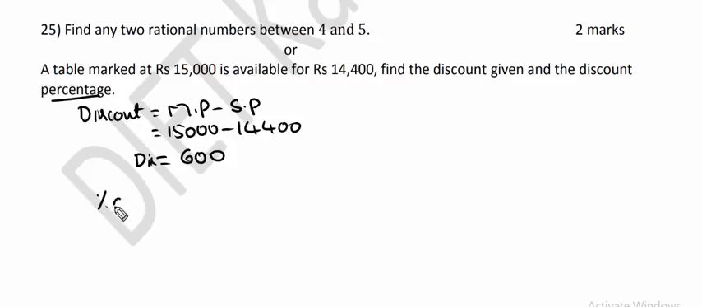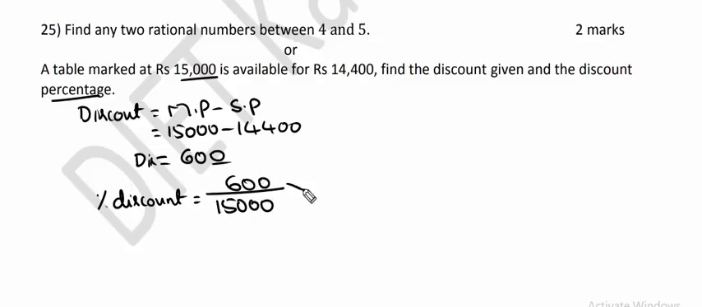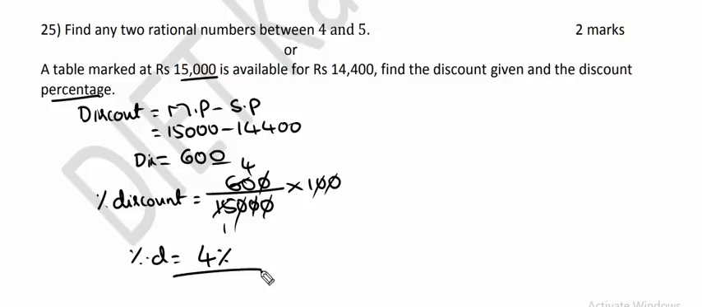That means percentage discount is equal to, for 15,000 they have given 600 as the discount. For 15,000 they gave 600 discount, for 100 as percentage. Now we have to cancel, 10 cancel. Here 15 ones are 15, 15 fours are 60. So therefore the percentage of discount is equal to 4%, which is the correct answer.